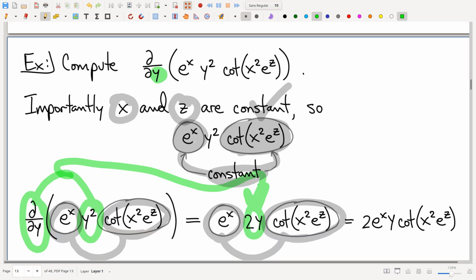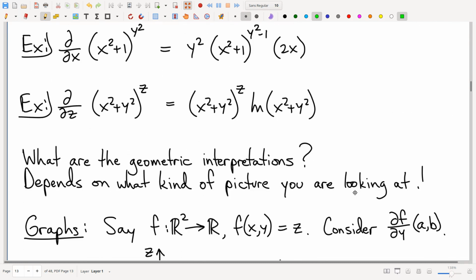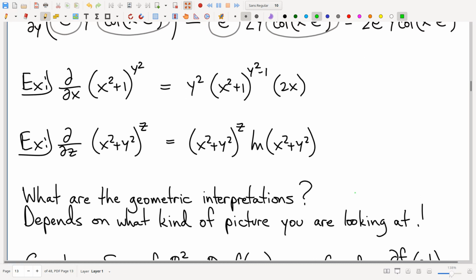So I nominate partial derivatives as being the easiest derivatives, single variable or multivariable, to compute, because it's just like taking a single variable derivative, except you get to just ignore a bunch of what you've written down. It's totally awesome. Okay. All right, a couple other quickie examples. Again, these look hard. They're actually easy. Again, you got to pay attention to the details.